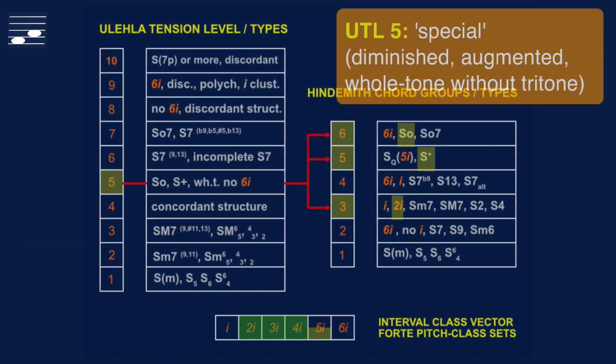At UTL 5 we find many chord types that Hindemith labels as undeterminable, such as the diminished triad, that is the simplest chord containing a tritone, and the augmented triad. Ulehla adds to this collection the half-diminished seventh chord and the whole tone structures without tritone. This is a one-to-many mapping.